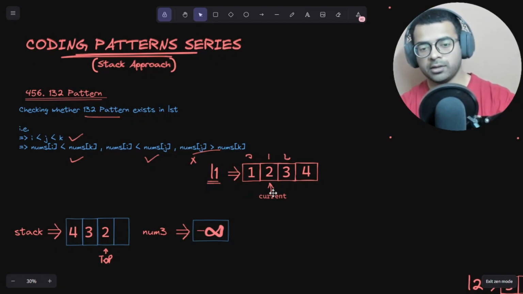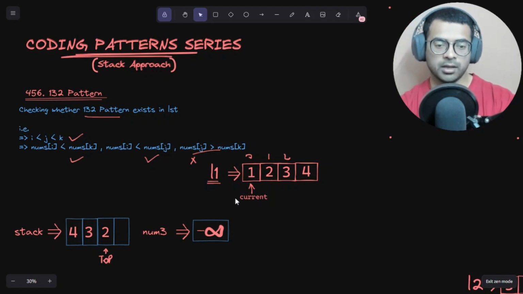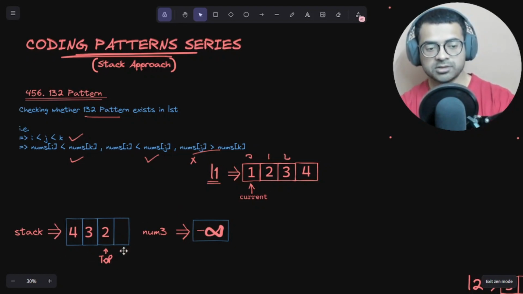So we are here at this position. Now we are going to move forward with 1. So at 0 index we have found this 1, and again we are going to check whether 1 is greater than this negative infinity. Yes, it is. Then we are going to check whether stack is empty or not. No, the stack is not empty.